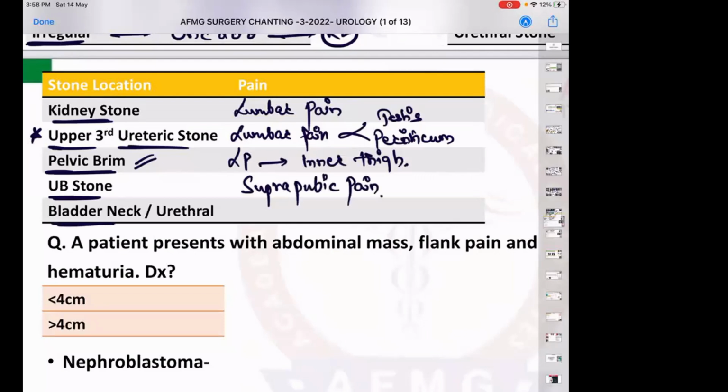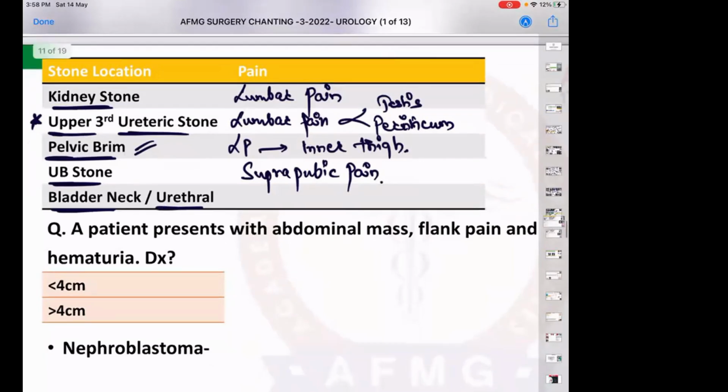Whereas if the stone is at the bladder neck or in the urethra, then there would be a suprapubic pain which radiates to the tip of the penis. Please remember, if the stone is at the bladder neck or in the urethra, then the patient will experience a suprapubic pain radiating to the tip of the penis.